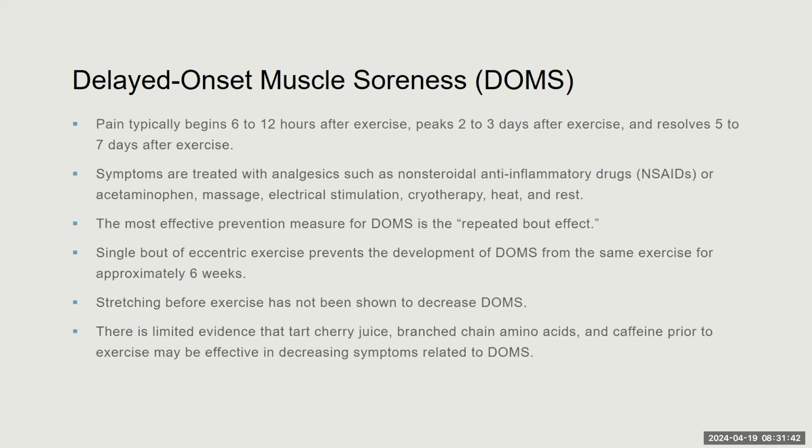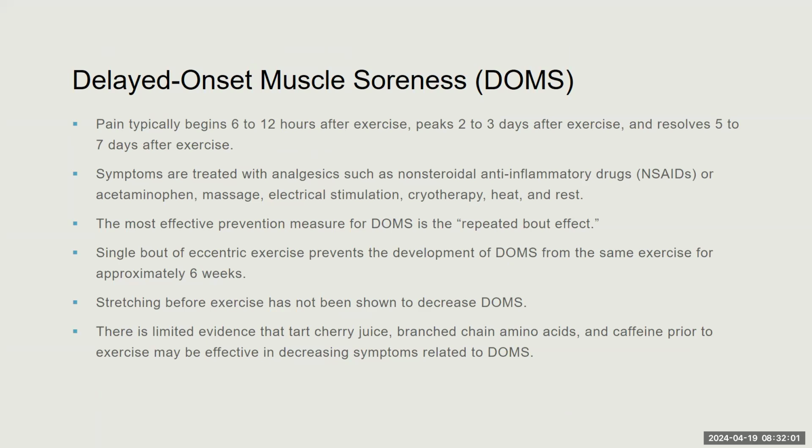The pain typically begins around 6 to 12 hours after exercise, peaks about 2 to 3 days after exercise, and resolves 5 to 7 days after exercise. For these symptoms, there's not really a whole lot you can do other than have them take some NSAIDs, Tylenol, massage, electrical stim, cryo, heat, and rest.